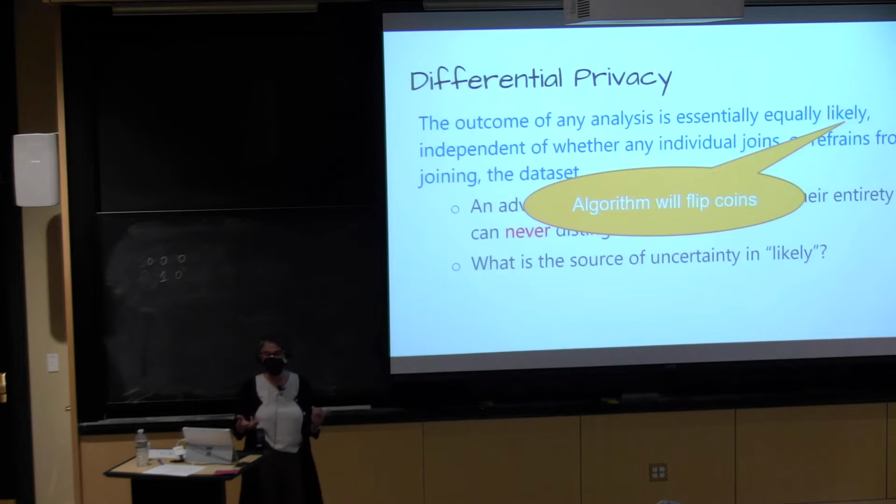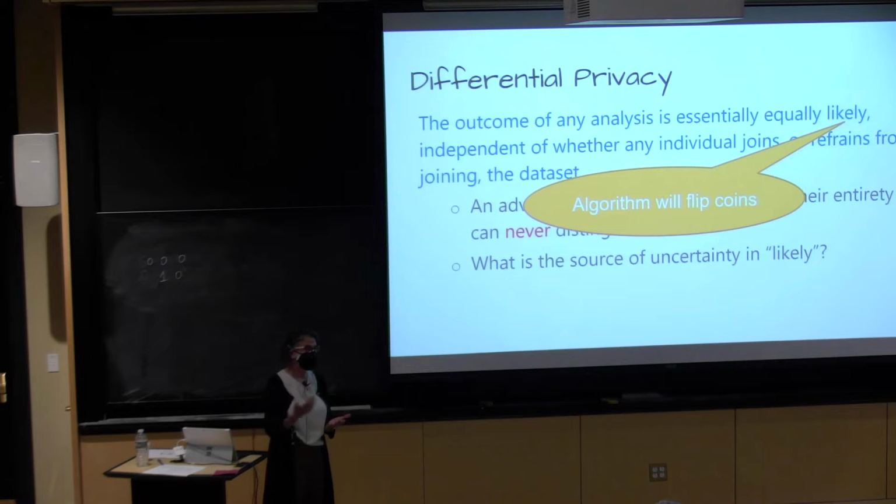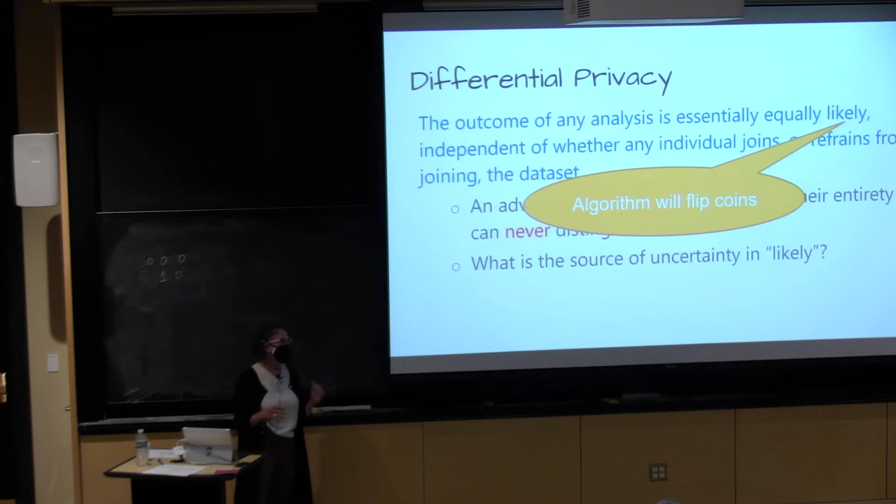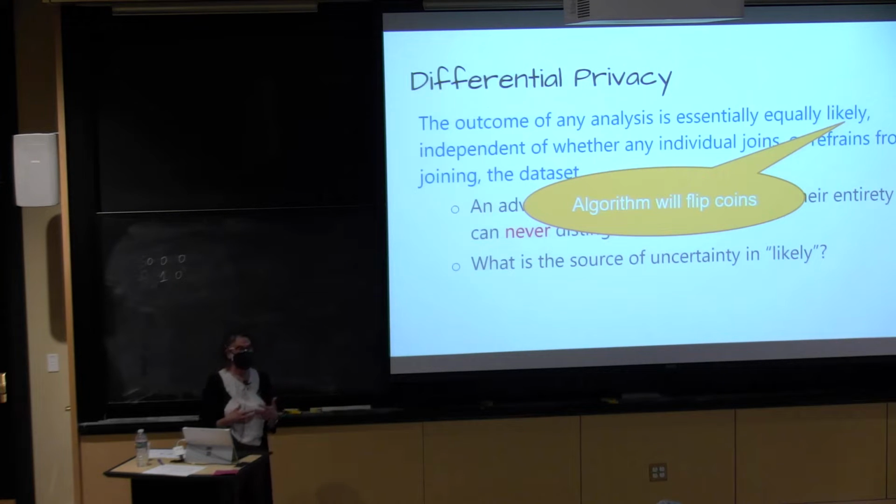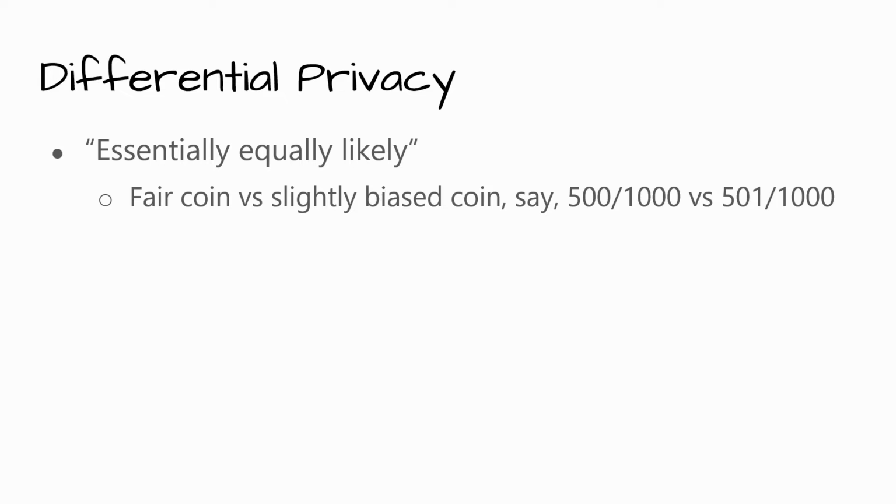Once the algorithm flips coins, if you fix the database and ask a question, you get a probability distribution on outcomes. And so what we're asking is that the probability distribution on outcomes, when the databases are very similar, should themselves be very similar.